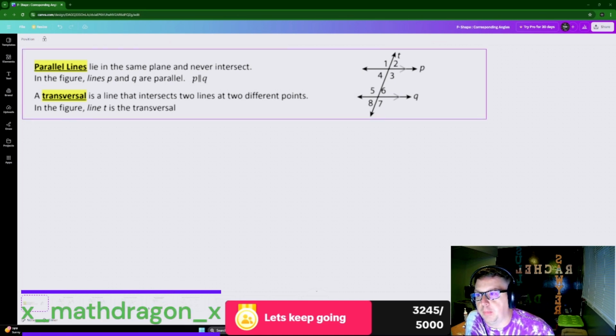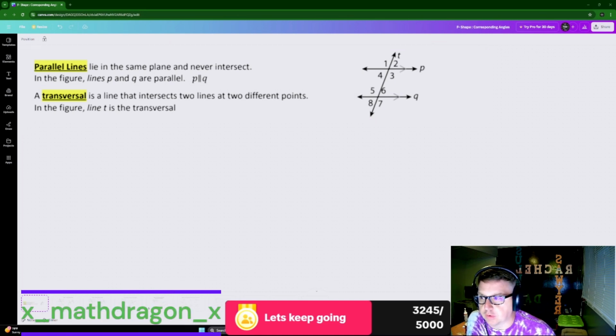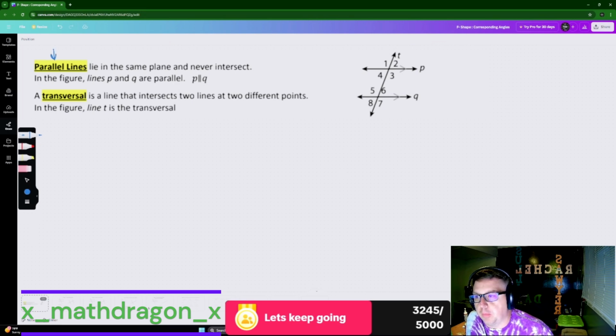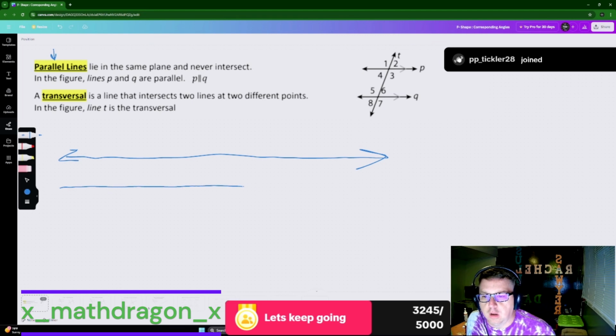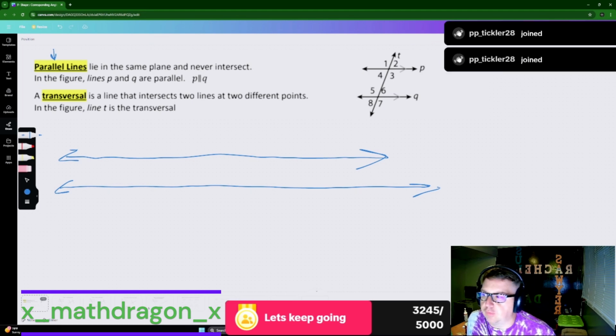Today we're going to talk about parallel lines cut by a transversal. So there's a couple vocab words first. First we have to talk about parallel lines. What are parallel lines? Parallel lines are lines that go on forever. And the beauty of them is they never touch. They're like railroad tracks. They just run side by side forever.